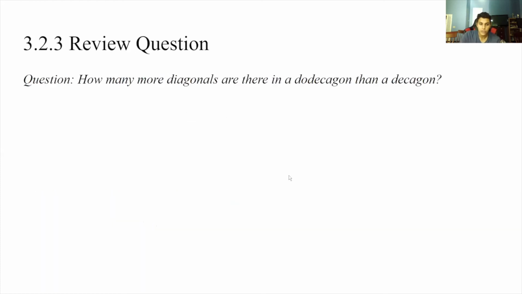And then we did a review question about diagonals where we found that there are 19 more diagonals in a dodecagon than a decagon. All right, so that's all I have for today's lesson, and that's actually it for the geometry section for Meet 3.